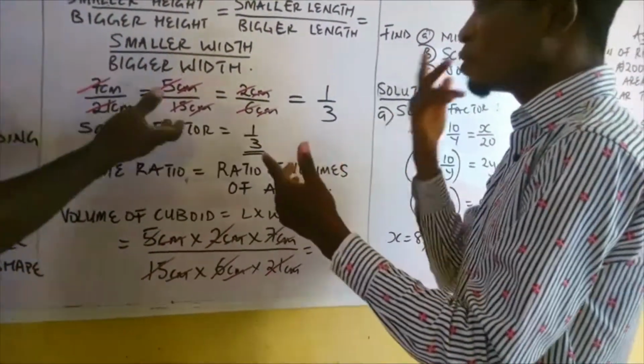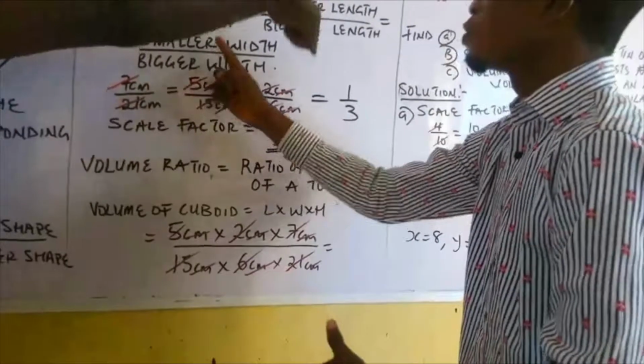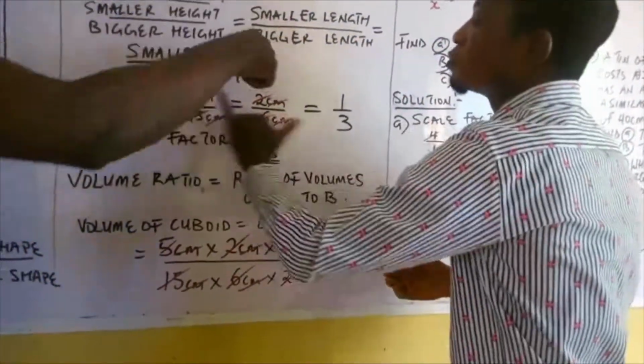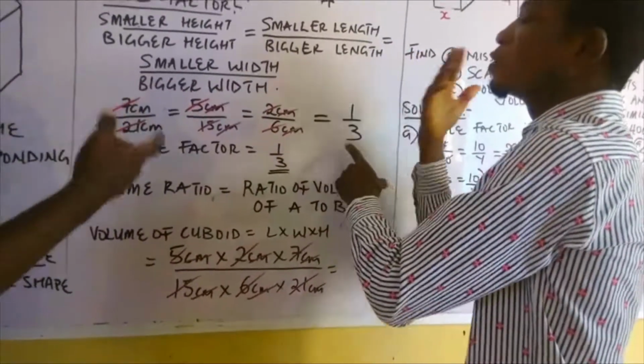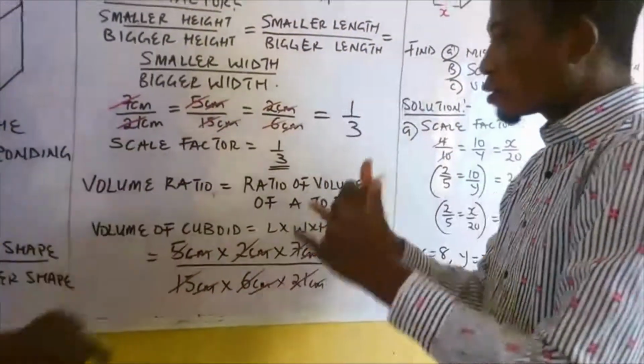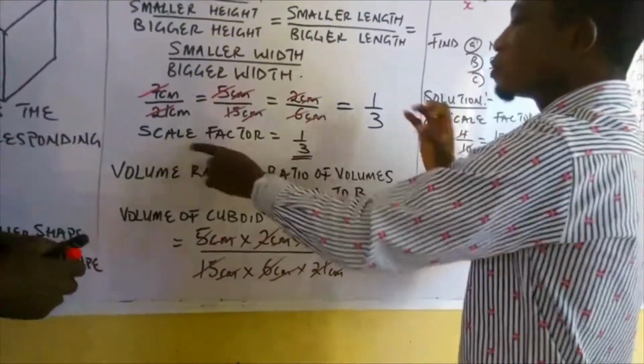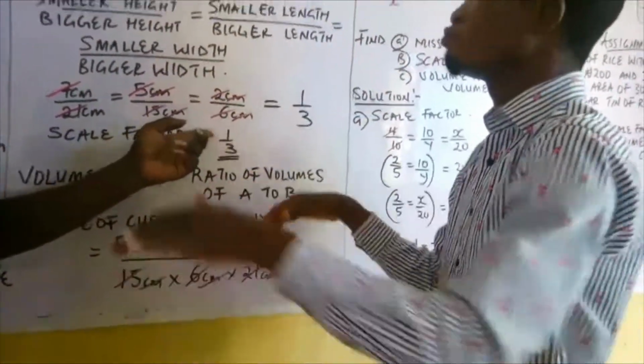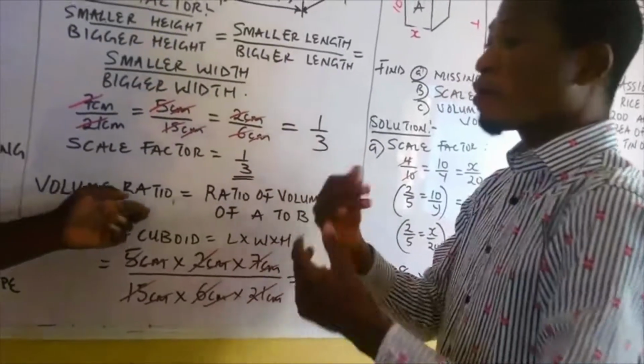7 centimeters over 21 centimeters will give you 1 over 3. 5 centimeters over 15 centimeters will give you 1 over 3. 2 centimeters over 6 centimeters will still give you 1 over 3. We have reduced all to the lowest terms, which ends up giving us the same thing as the scale factor, 1 over 3.